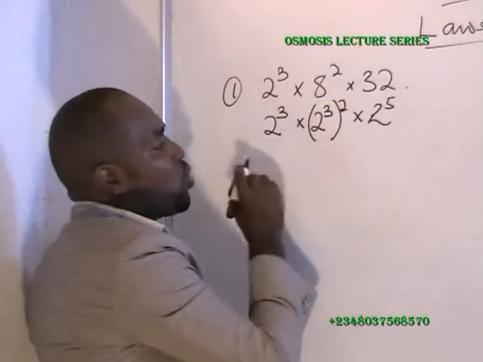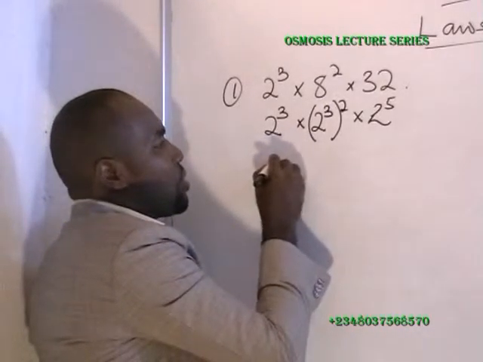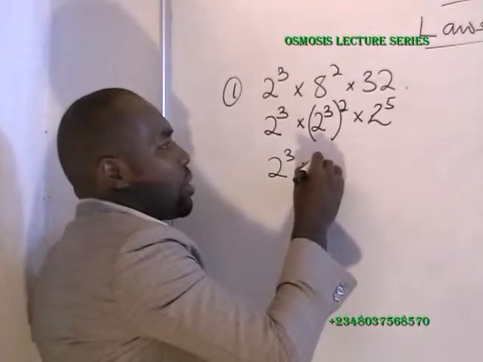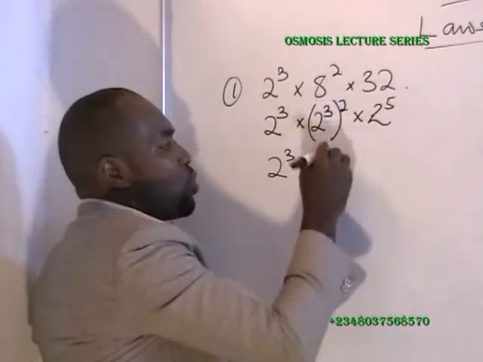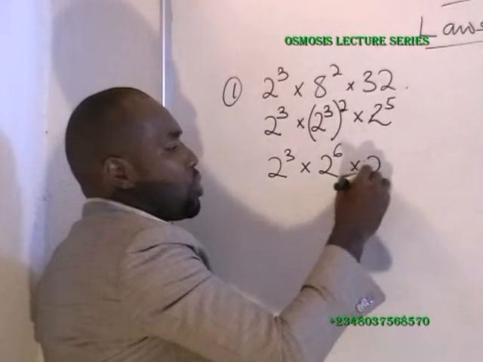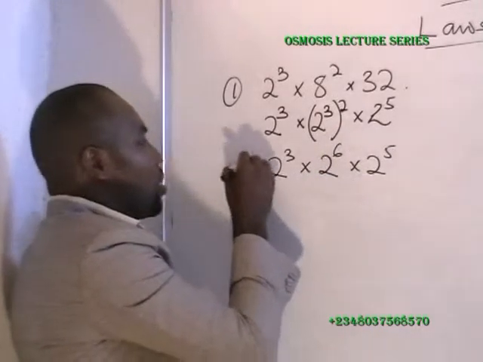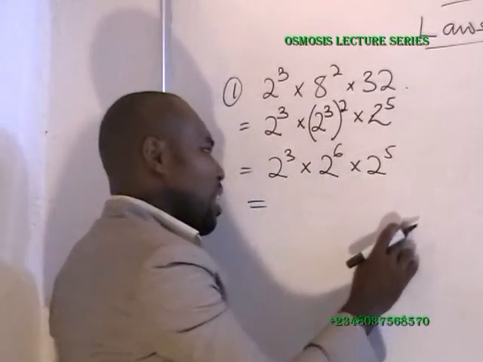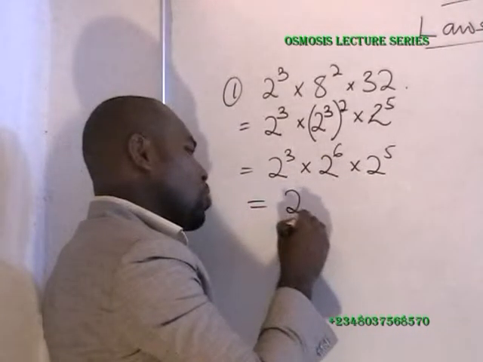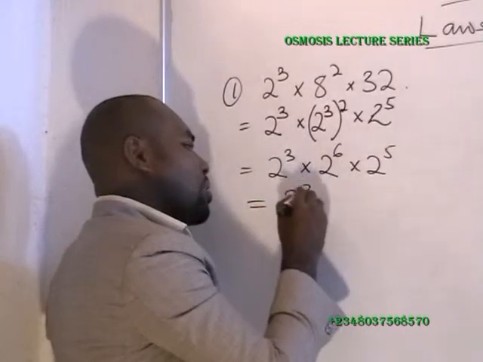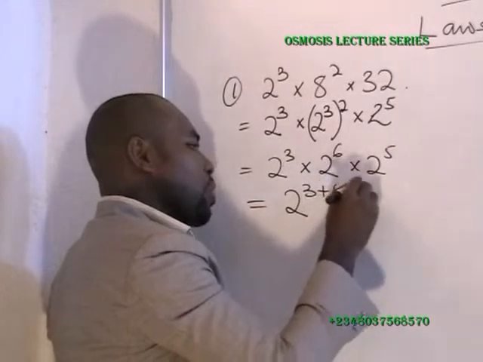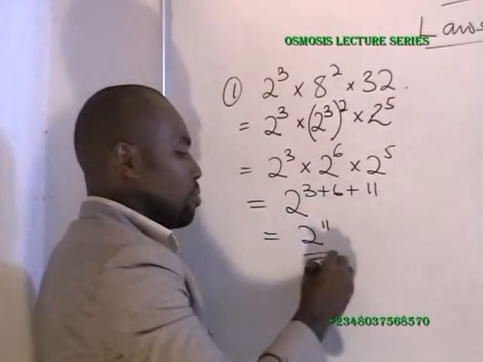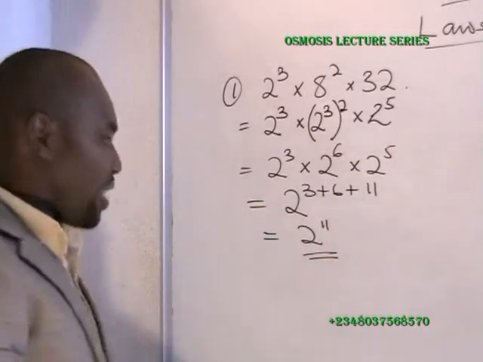Now, what we'll now do is this: 2^3 times 2^6 times 2^5. All of them have the same base. We take 1, 2, add the powers, 3 plus 6 plus 5, which is equal to 2^14. As simple as that.